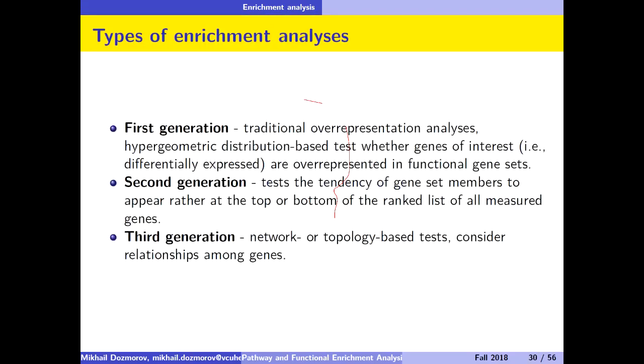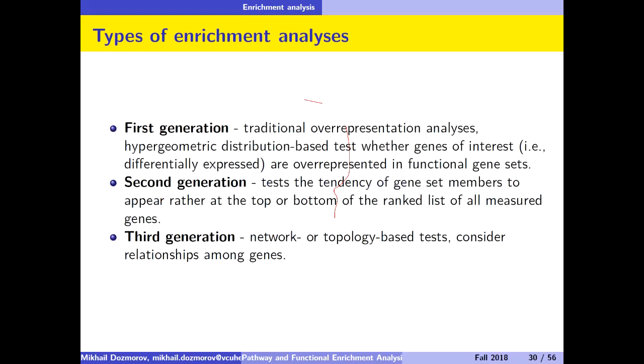So far I have been talking about databases that define functions of genes. Now, how do we use those databases to perform enrichment analysis and to understand something about our differentially expressed genes? So there are three types of enrichment analysis. They are split like first and second and third generation. First generation is traditional overrepresentation analysis. I will talk a little bit more about it. They are hypergeometric distribution-based tests. Let's come back to it.